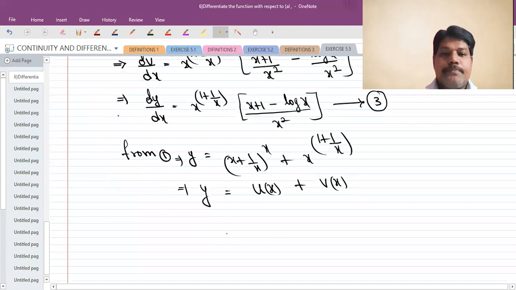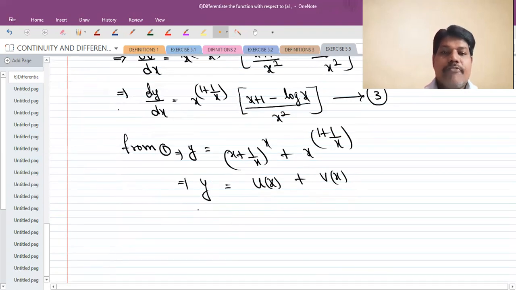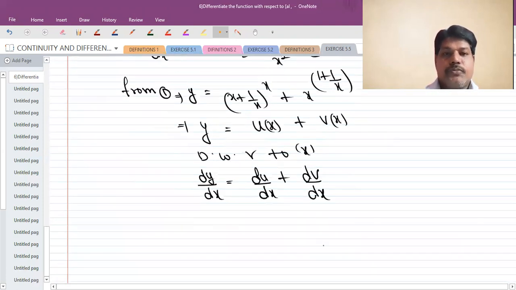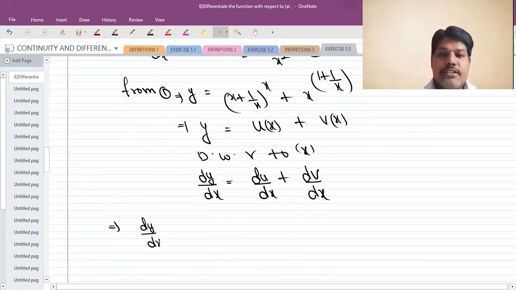So that implies differentiate with respect to x. It will become that dy by dx is equal to, you can write directly, du by dx plus dv by dx. So that implies dy by dx is equal to du by dx. See that one, students?